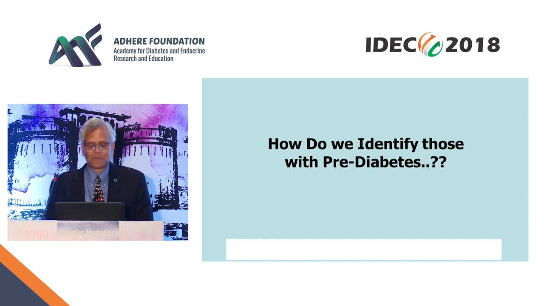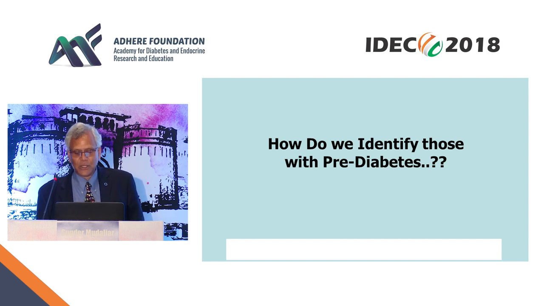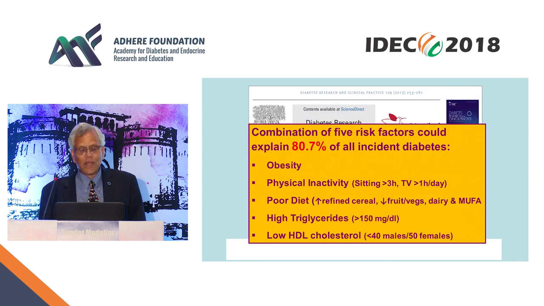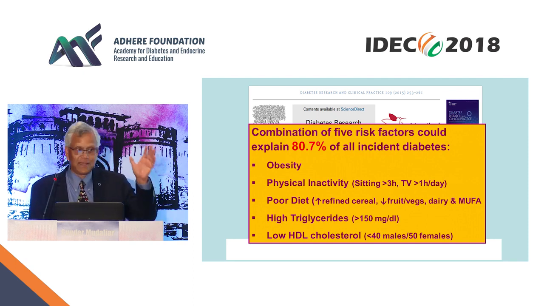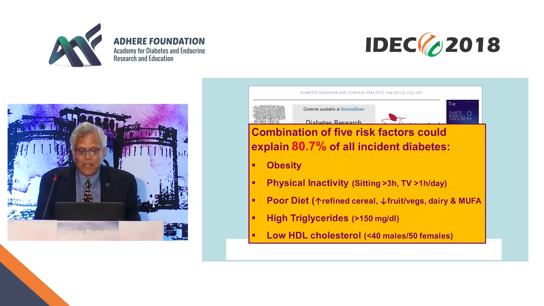Okay. So this was Mohan's CURES study, and he asked how much of it is preventable. What they said is, if you have these 5 risk factors, that will explain about 80% of all incident diabetes. Obesity, physical inactivity, which they define as sitting for more than 3 hours. I've been sitting for more than 3 hours today. Watching TV, everybody in the evening is watching some serial or the other. Poor diet, more refined cereal, less fruits, vegetables, dairy. High triglycerides, most Indians have fasting triglycerides more than 150, and a low HDL.